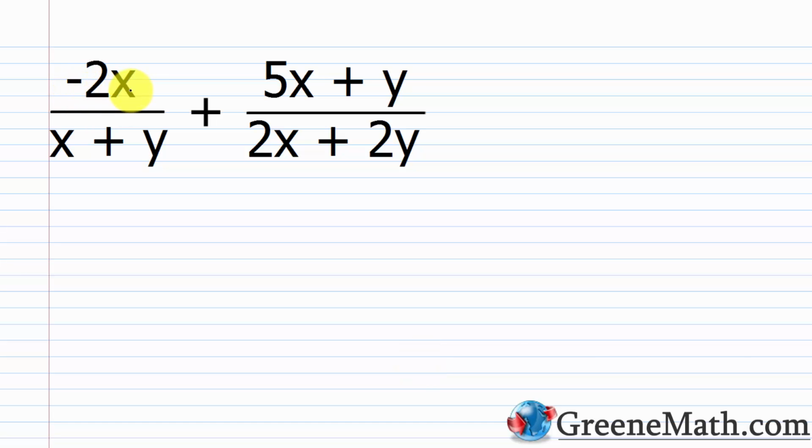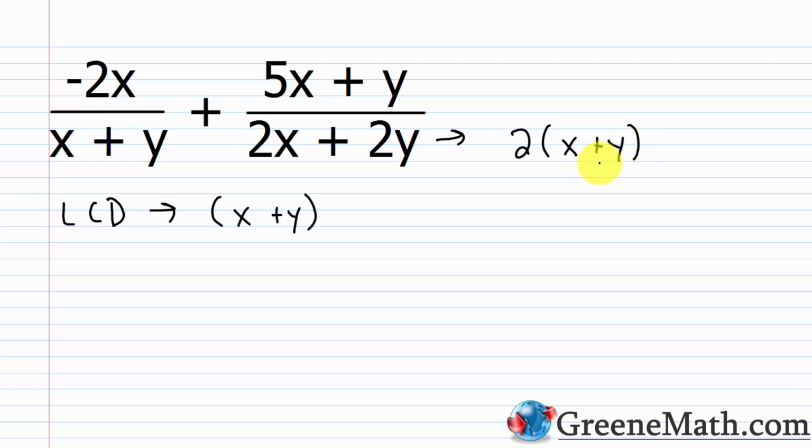Let's say I have negative 2x over x plus y. Then I'm adding to this 5x plus y over 2x plus 2y. So what I want to do here, again, is start out by finding the LCD. This x plus y, I can't factor that. Over here, I can factor out a 2. So I could write this as 2 times the quantity x plus y. Now, I've already got an x plus y here. I just need the 2. So the LCD is 2 times the quantity x plus y.